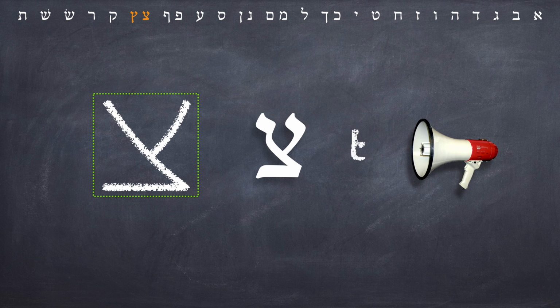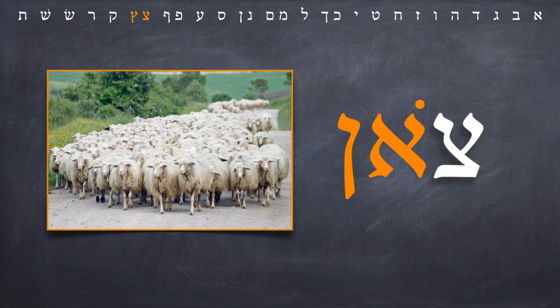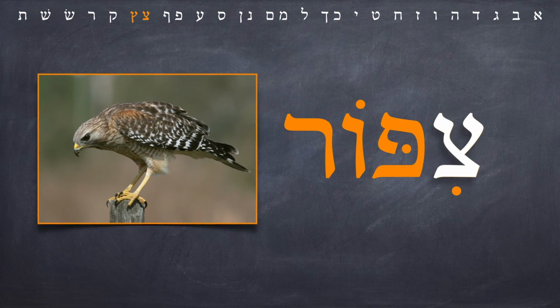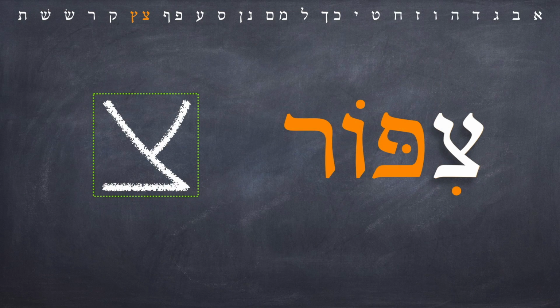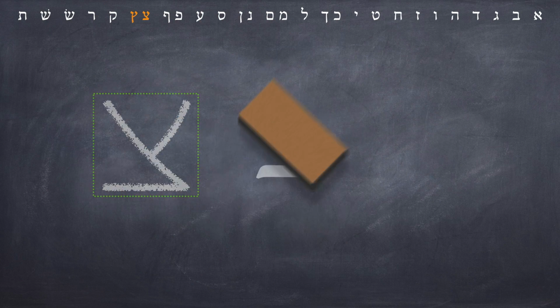Tzadi makes the sound tse, which is a sound that we don't have with just one letter in the English language, but it's the kind of sound that we hear when we use the word it's. Tse. As in, tzon, or ציפור. Tzadi.